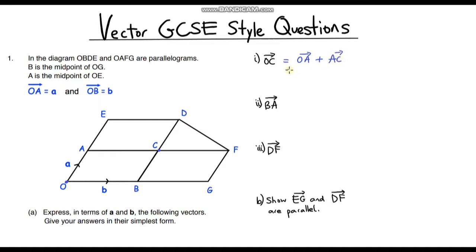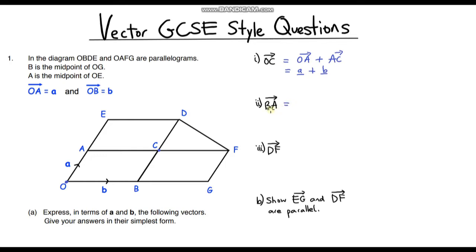So what are these vectors in terms of A and B? Well, the vector OA, well, that's just vector A. And then the vector AC, well, this vector is the same as B. Although it's in a different position, the magnitude and the direction is exactly the same. So this vector here is vector B. So we're going to add on vector B. And notice we can't simplify this anymore, so this is our answer, A plus B.